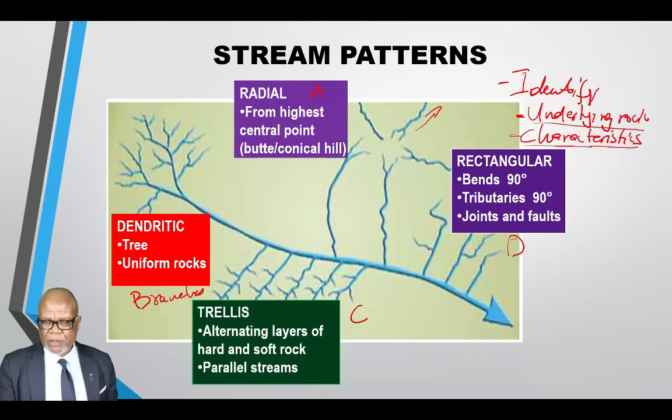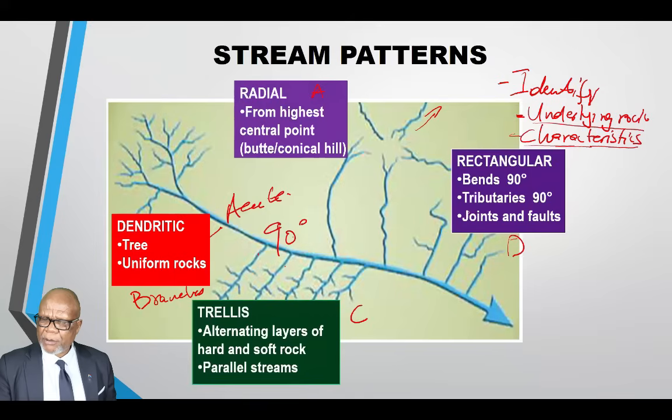And then trellis pattern, mainstreams are parallel to each other. It has short tributaries. And then this one, you should know the tributaries here are acute. Here, the tributaries are 90 degrees. So that is the difference that you should know about. And here, the tributaries are shorter.